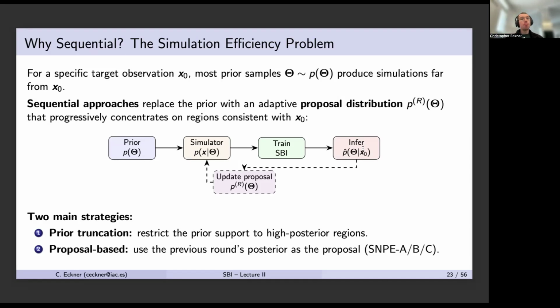And there are two main strategies that you use, and it also depends a bit on what flavor of simulation-based inference you use. You could either do a prior truncation, depending on the output of your posterior, or you do it proposal-based, and this is using the posterior itself as a prior for the next round. And we'll come to this, how you do it.